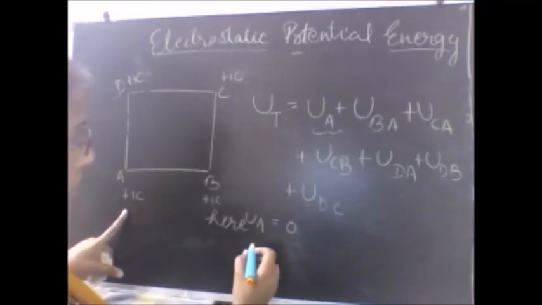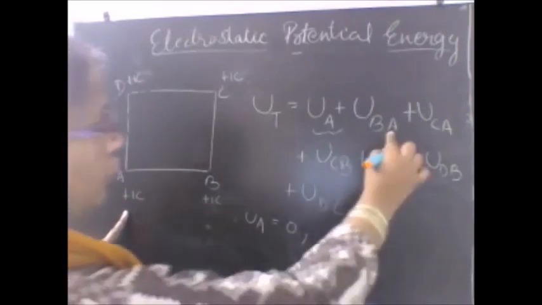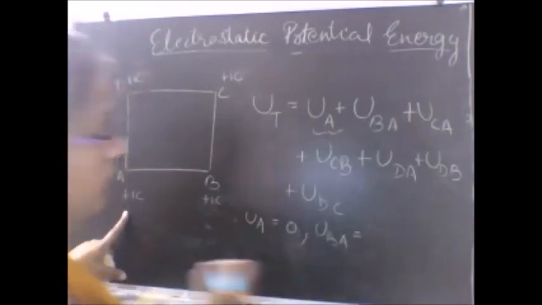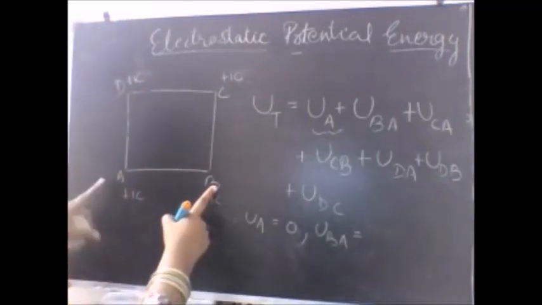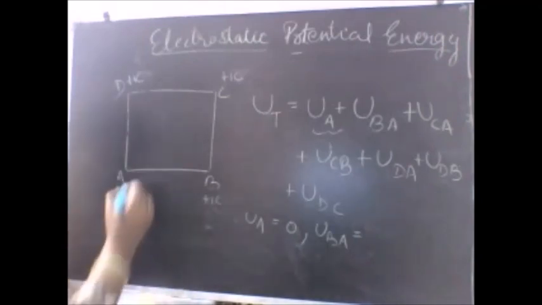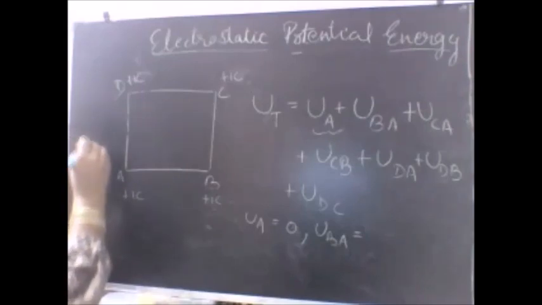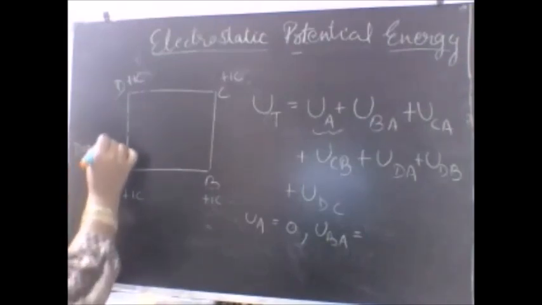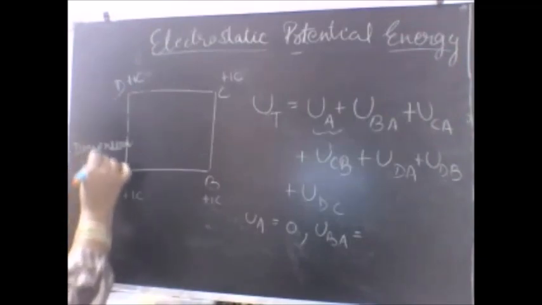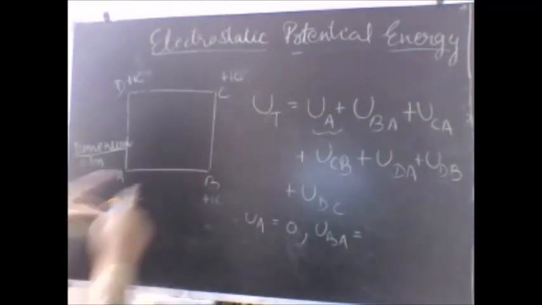What about UBA? It is the work done at the point B due to the presence of A. Assuming that it was a square and the dimension here of the square is say 1 meter. Dimension of the square is 1 meter. That is, one side is 1 meter here.